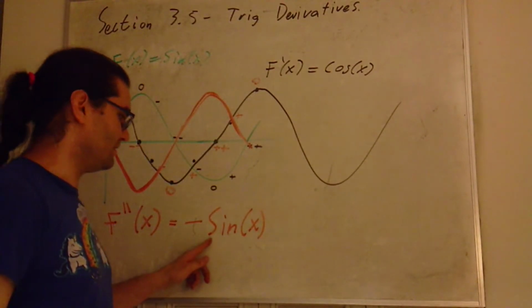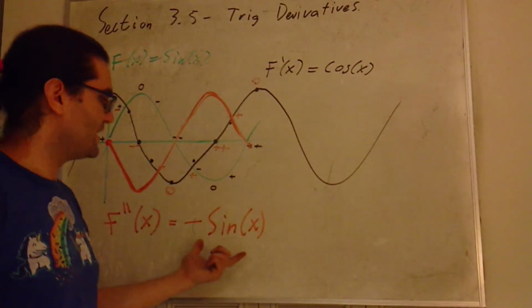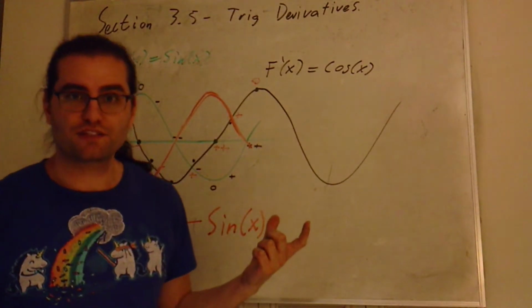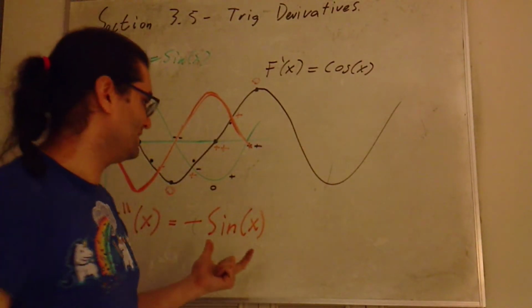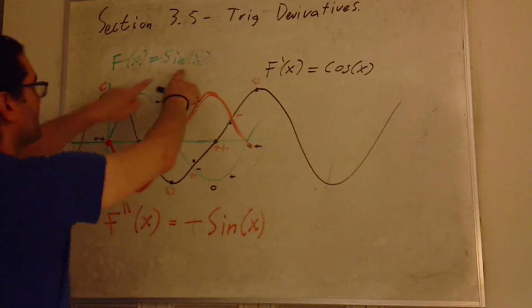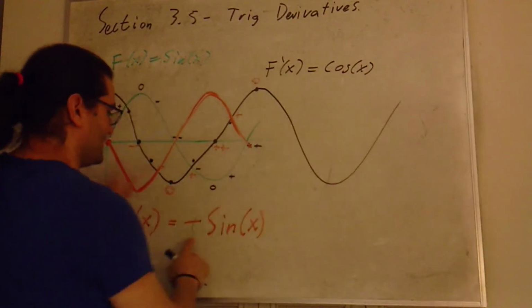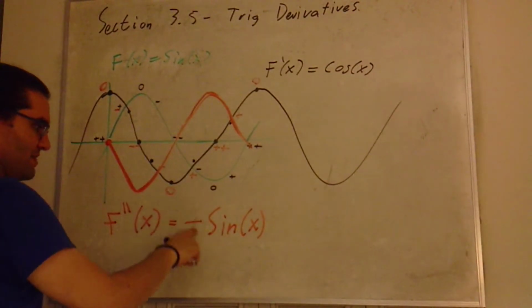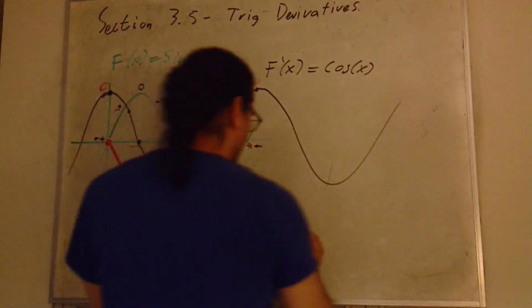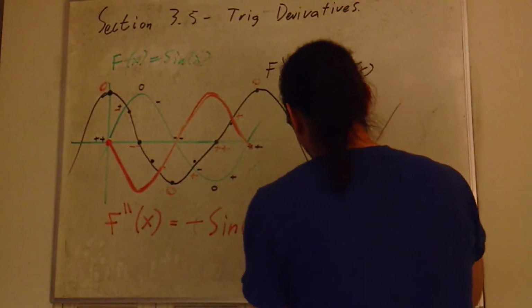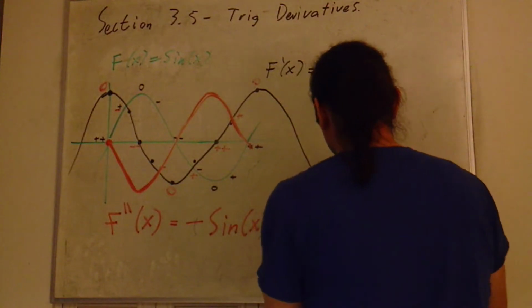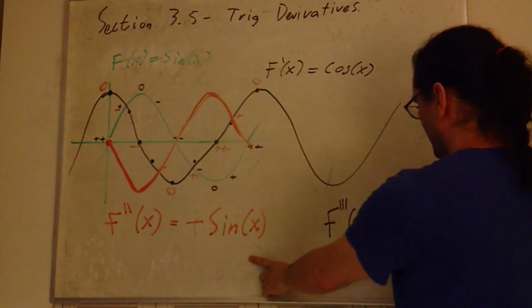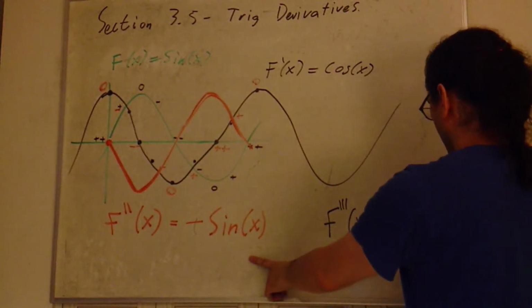From here, if we want to keep taking derivatives, this is where it gets super easy, because we already know the derivative of sine of x. And this negative business in front, that's just a coefficient. So if we take another derivative, it should just be negative cosine x.